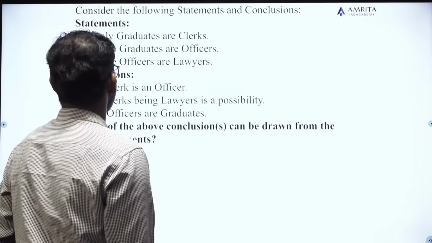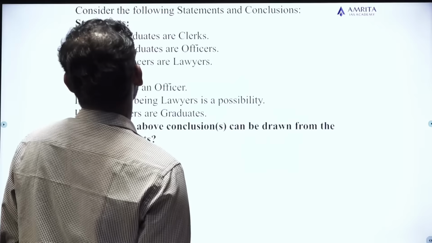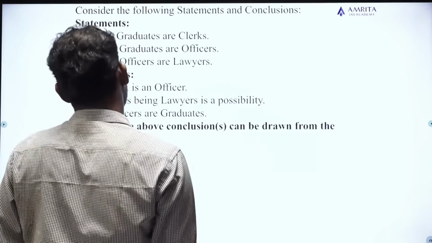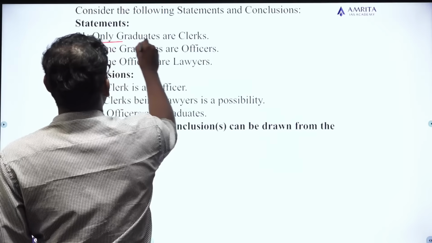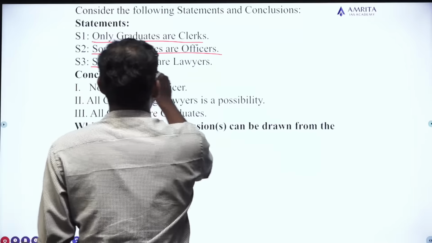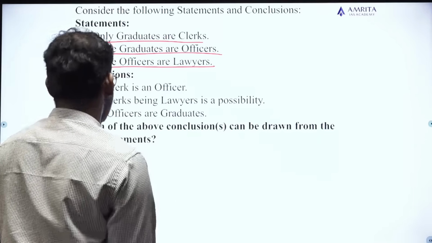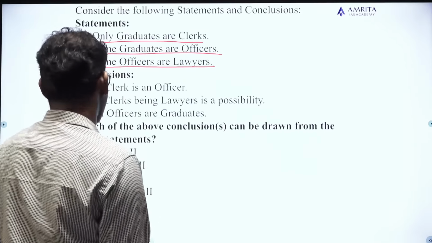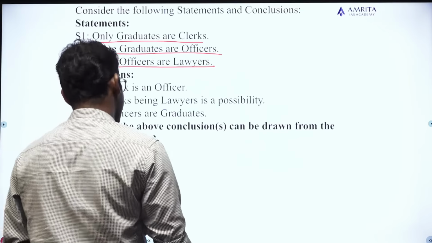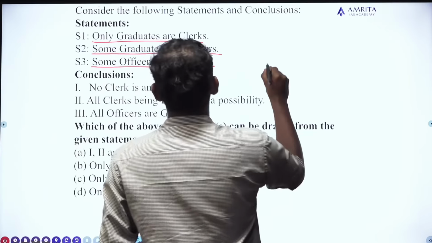I think this is the last question for our topic. The question reads, consider the following statements and conclusions. Statements: only graduates are clerks. Some graduates are officers. Some officers are lawyers. Conclusions: no clerk is an officer. All clerks being lawyers is a possibility. All officers are graduates. Okay, let me draw the Venn diagram.